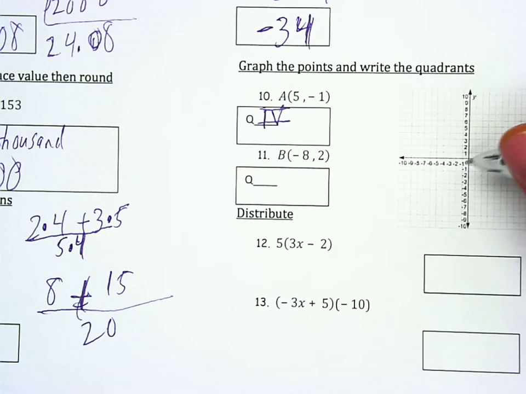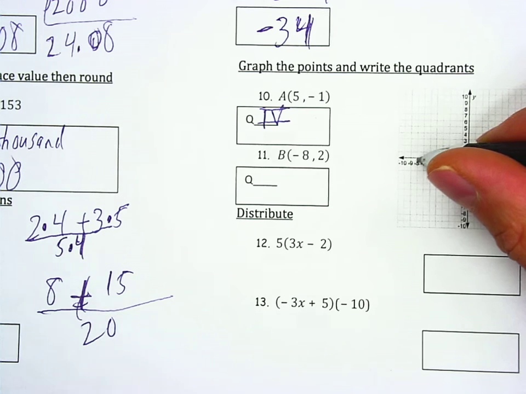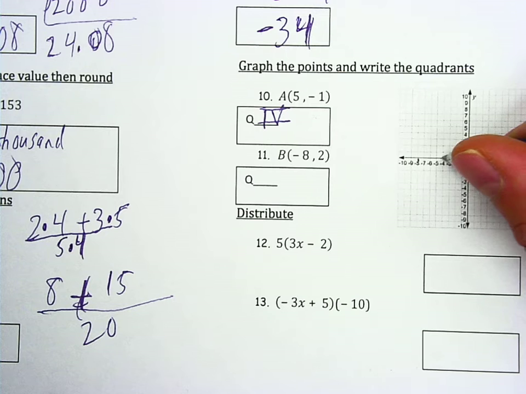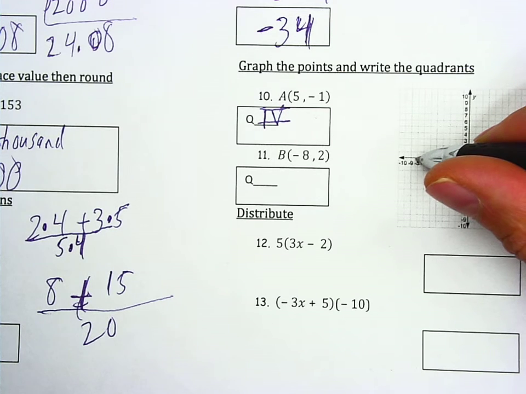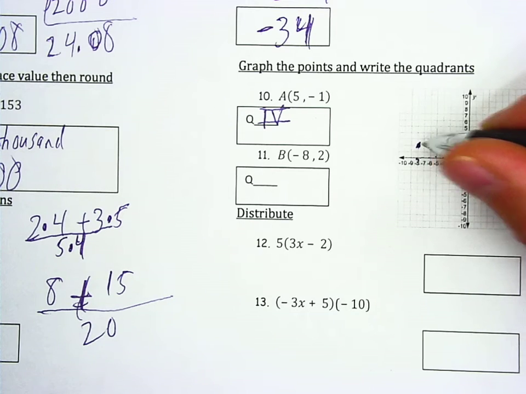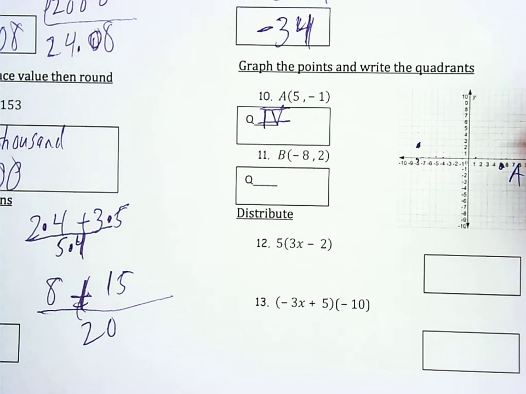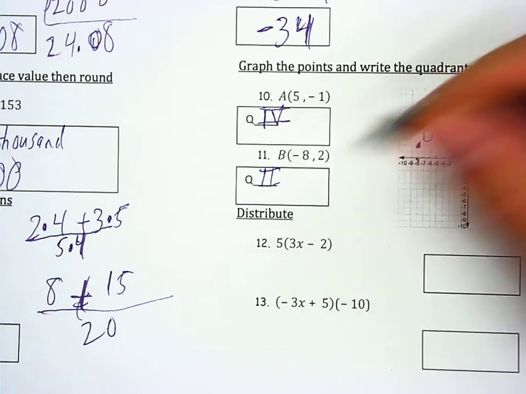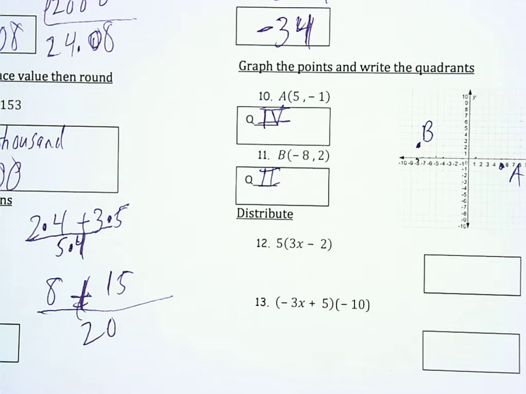Question 10. Negative 8, so that's left 8. Now hopefully that's 8 there. 1, 2, 3, 4, 5, 6, 7. Yeah, that's 8 right there. Left 8, up 2. And if you're a little bit off on these, I don't usually take off points. If you're just a little bit off, if you're quite a ways off, I do. That's quadrant 2. What is quadrant 2?